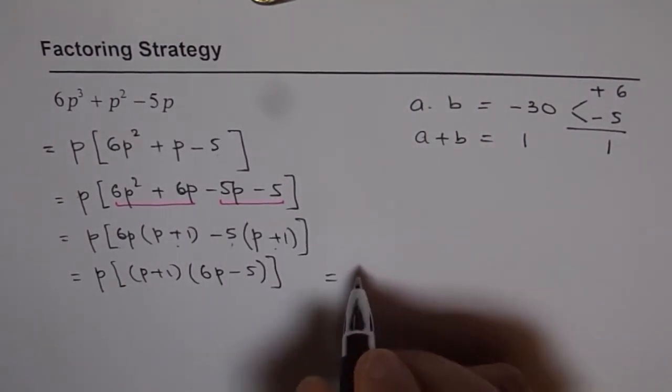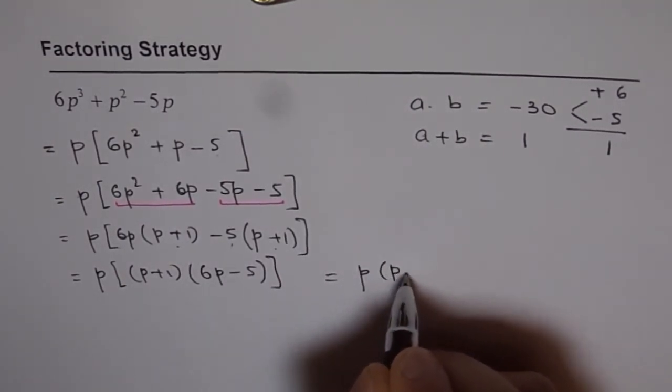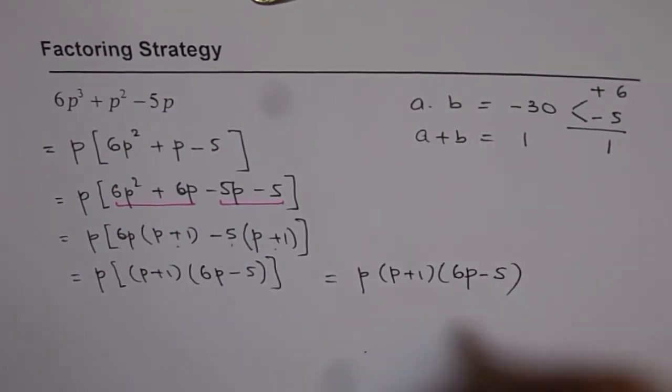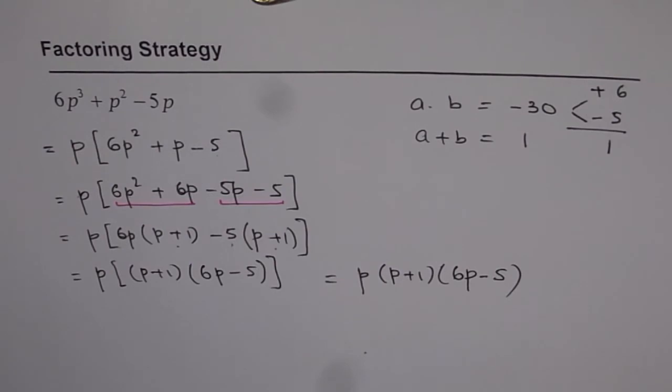Now we can write down our answer as p times p plus 1 times 6p minus 5. I hope that helps. And remember, if you have a cubic or higher degree, try to factor the common things so that you can reduce them to quadratic and apply the strategies which you have already learned. So let's move on to higher degrees now and see how to do it when these common strategies don't work.